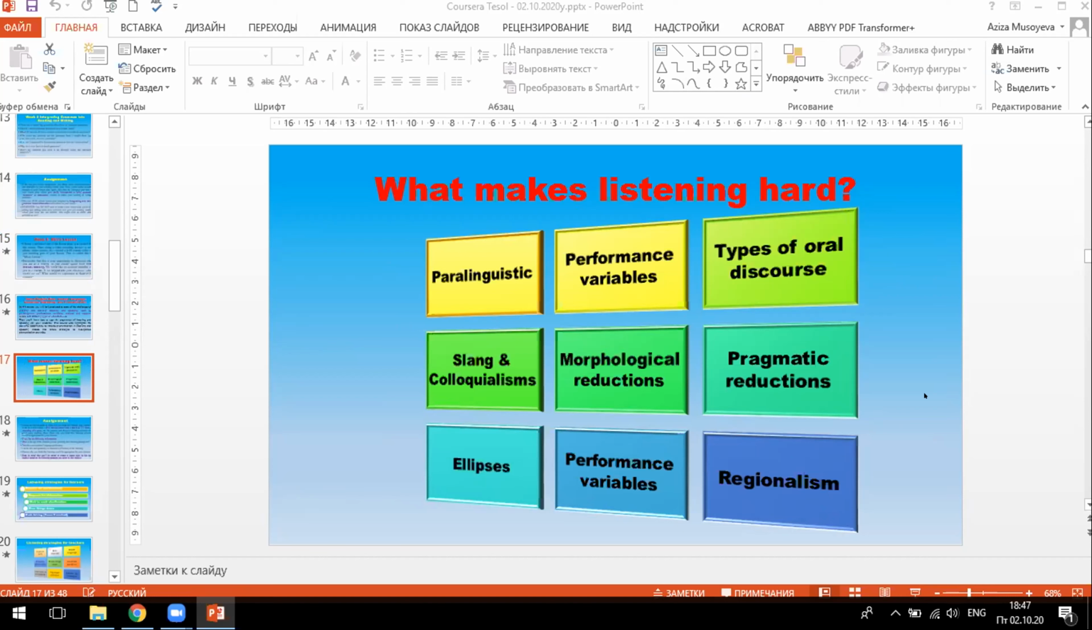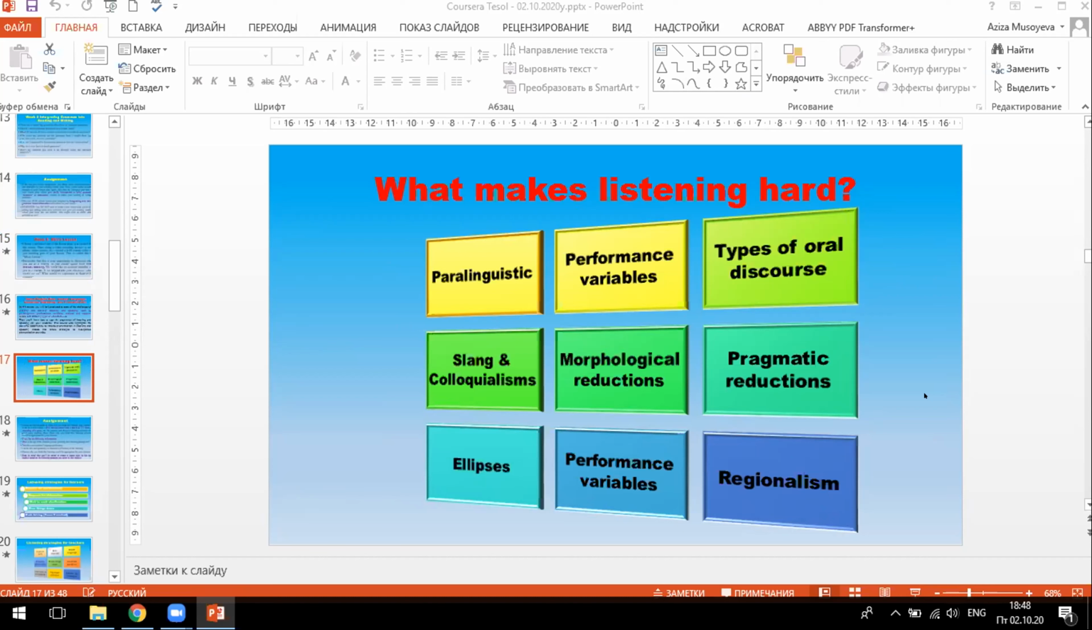Thank you. So yeah, as you see here, these 9 things can make listening hard. So in the TESOL course, they explained everything about, for example, paralinguistics and performance variables. But if I put it short, I can say paralinguistics can be everything outside what we normally think of as language. For example, it can be unusual accent, gesture, stress, tone, volume, anything it can be as a paralinguistic.